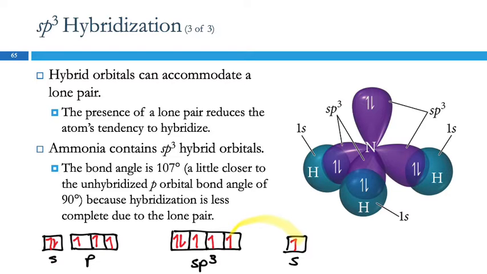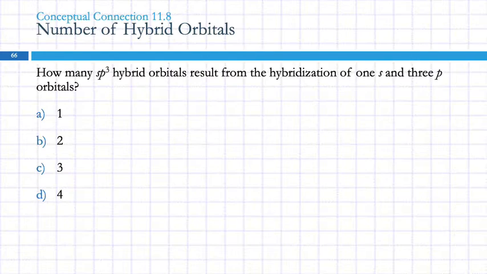So the idea here is that you've got these balloon orbitals, and if you have one electron in an orbital from one atom and one electron in an orbital from another atom, they can overlap. Those electrons will spin pair, and that's our bond. Okay? How many sp3 hybrid orbitals result from the hybridization of 1s and 3p orbitals? It's not a trick question.